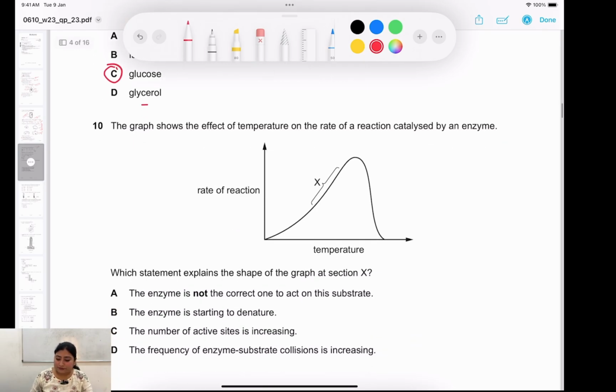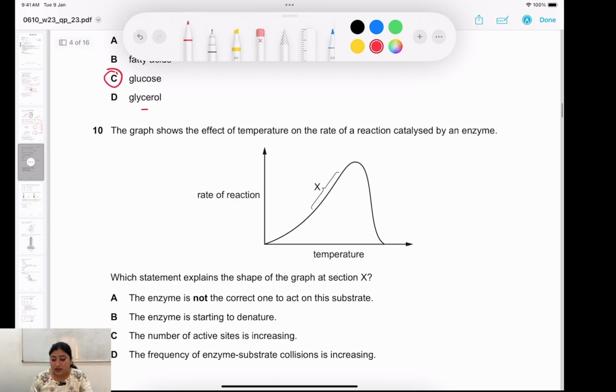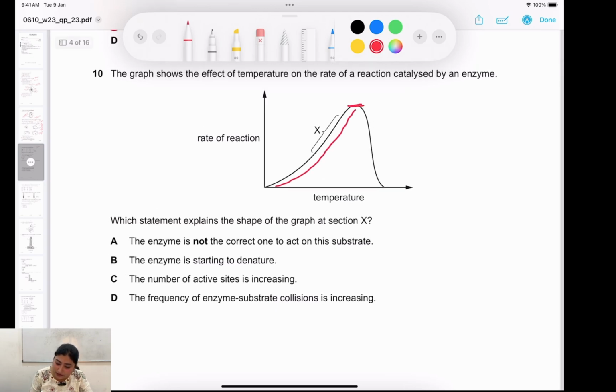Okay, coming to the next question, that is question number 10. The graph shows the effect of temperature on the rate of reaction catalyzed by an enzyme. Which statement explains the shape of the graph at section X? Here you can see that the rate of reaction is continuously increasing. Here is the peak of the reaction, and after this the reaction decreases. If I categorize this area, this is where the enzyme is denatured. This is the region where the enzyme is denatured.